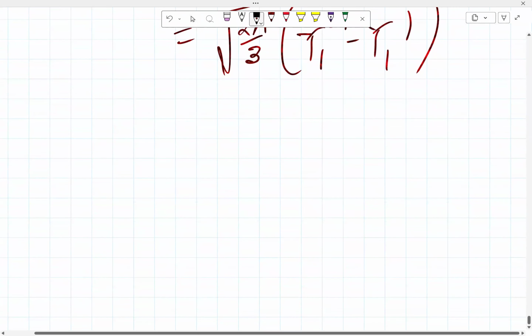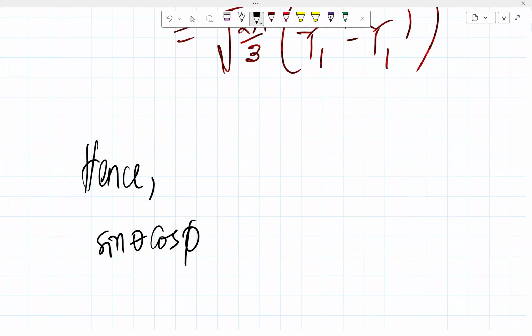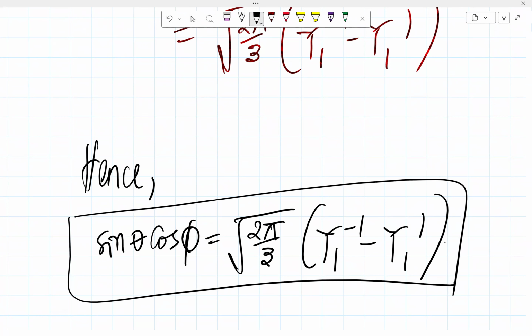So we can conclude then that, hence, we can say that sine theta cos phi is equal to the square root of 2 pi over 3 into Y_{1,-1} minus Y_{1,1}. So that's what we need there.